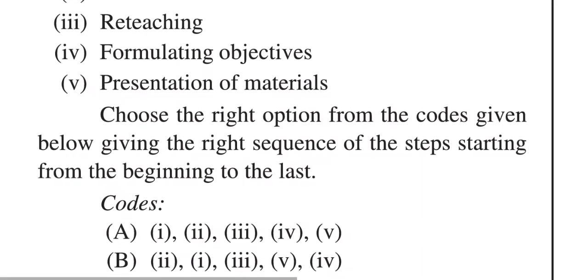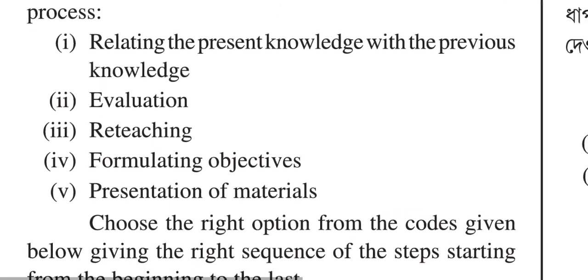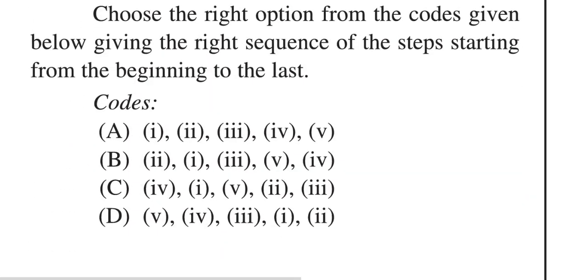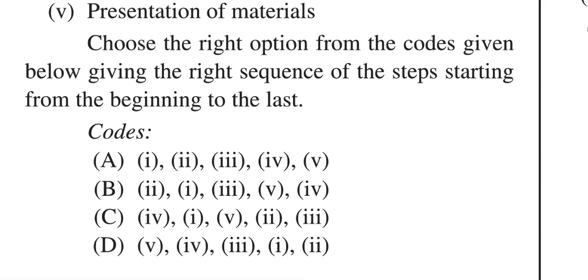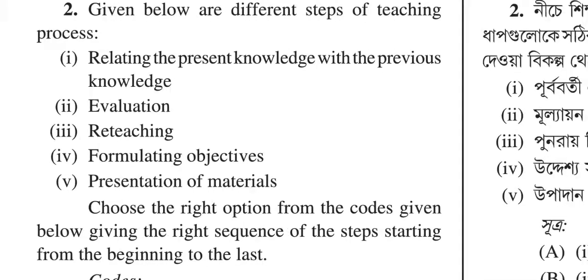So now let's try to find out the correct answer of this question. Choose the right option from the codes given below, giving the right sequence of the steps starting from the beginning to the last. A, B, C, D. We have so many options. Let's try to find out the correct one. Correct option will be C.